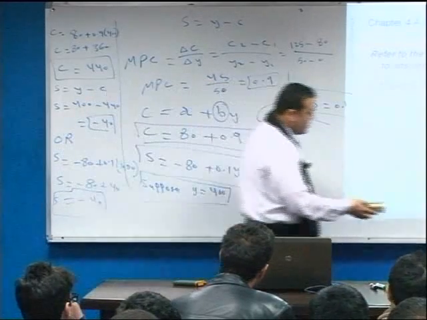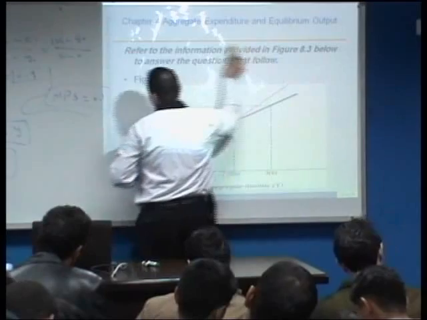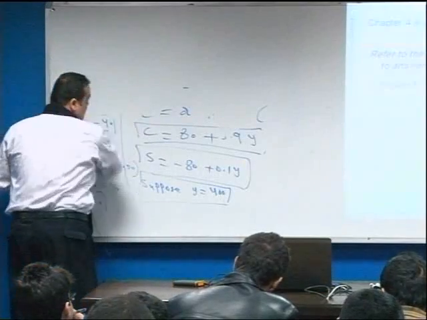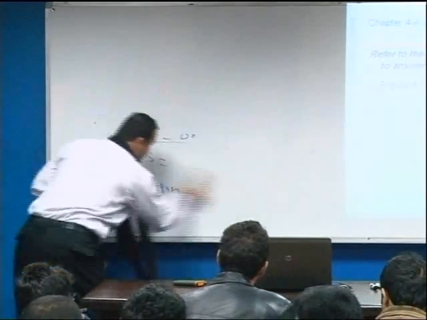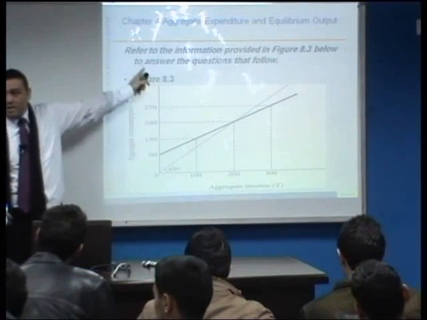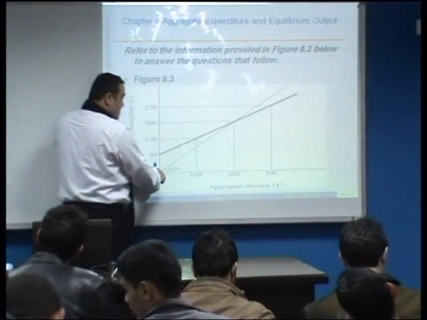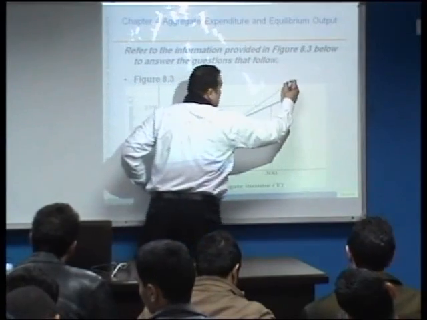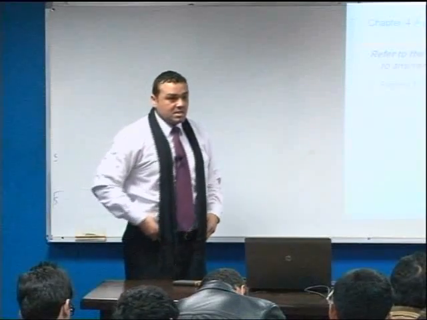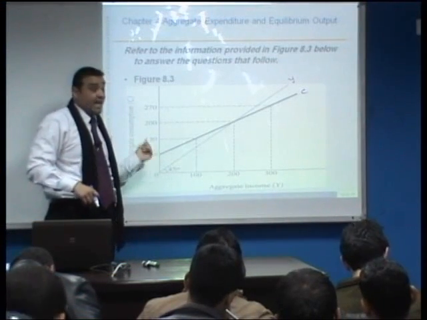Let's go to the following diagram to analyze and calculate something related to the MPC, MPS, and the consumption function and the saving function. As you see in this figure, we have on the vertical axis the aggregate consumption, and the aggregate income. This line, which starts from 0, is Y, and this is the consumption function. The consumption function starts from 60. What's this? It's A, exactly.